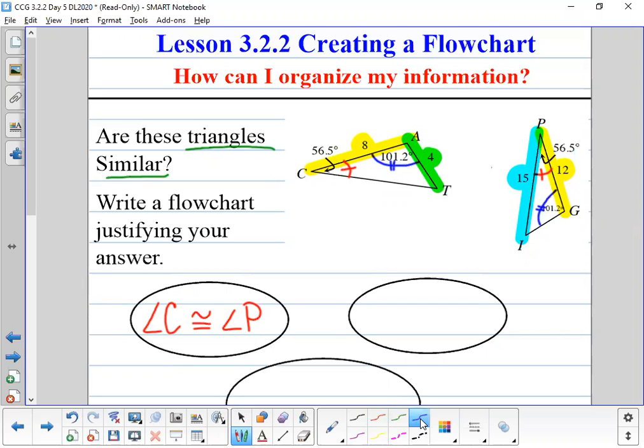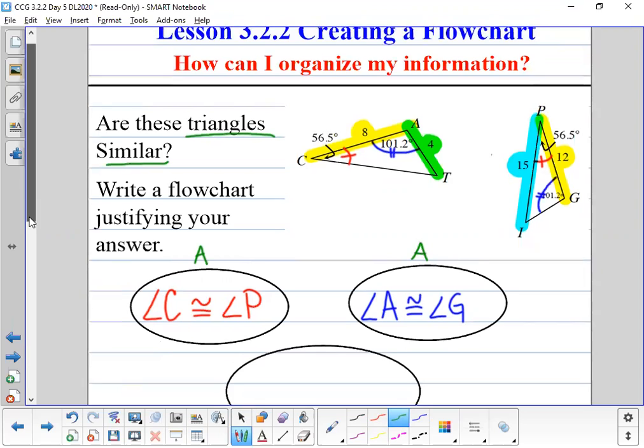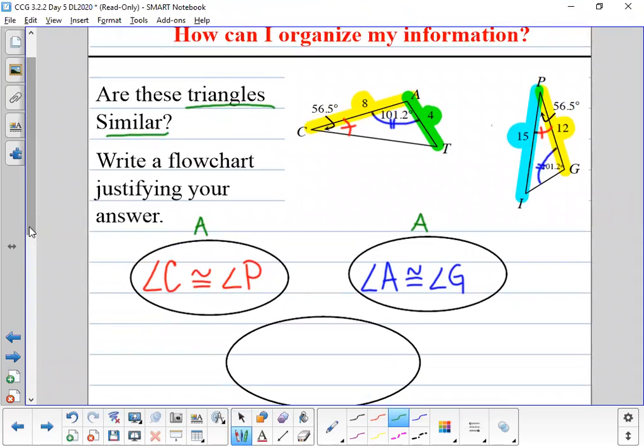My other fact bubble is my two blue angles. Because remember, I want to use angle-angle similarity, so I need a fact bubble for each pair of angles. So again, you don't have to write out what the angle measures are. We can just write out that angle A is congruent to angle G. And right there, that satisfies my angle-angle condition for similarity. So now I can write my conclusion. Those two facts lead me to my conclusion. And my conclusion is that these two triangles are similar.